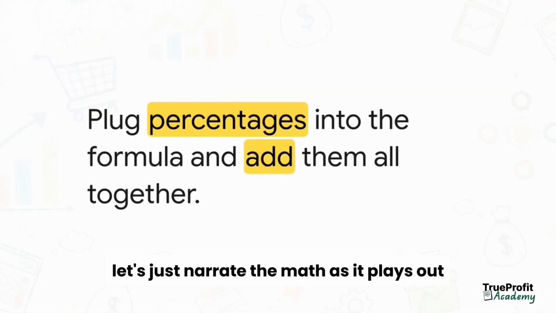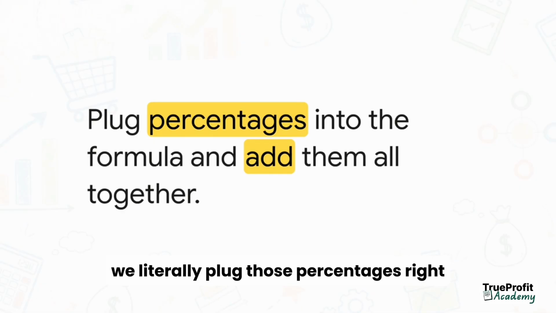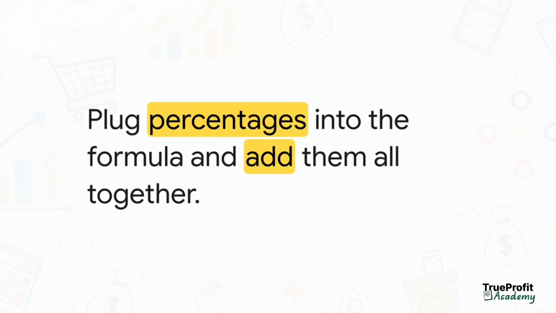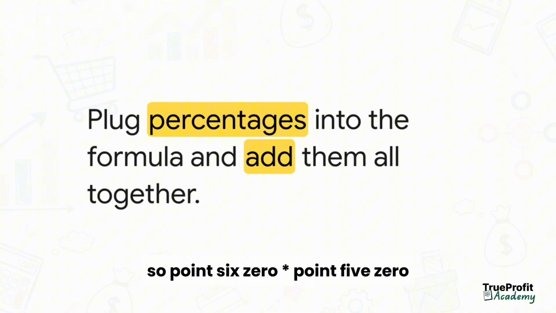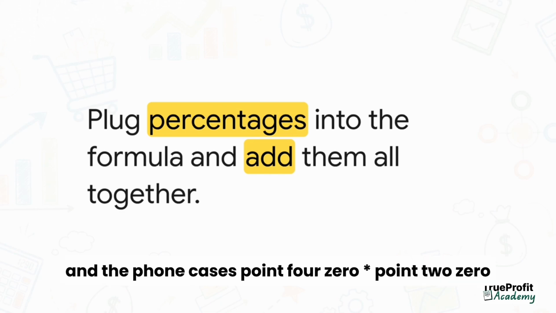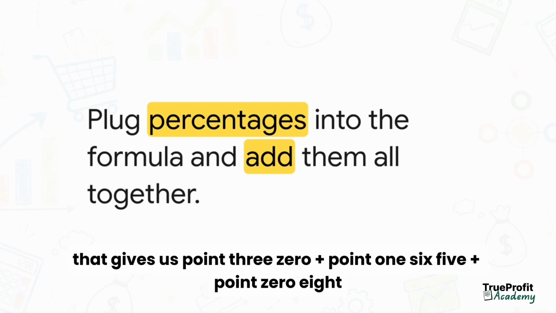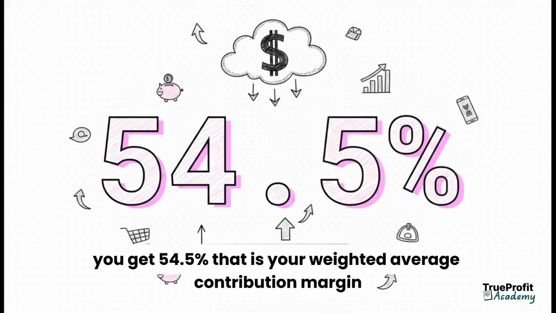Let's just narrate the math as it plays out. We literally plug those percentages right into our formula. We take the water bottle's 60% margin times its 50% sales mix, so 0.60 times 0.50. Then we add the backpack's 0.55 times 0.30 and the phone case's 0.40 times 0.20. That gives us 0.30 plus 0.165 plus 0.08. Add those together and boom, you get 54.5%. That is your weighted average contribution margin.